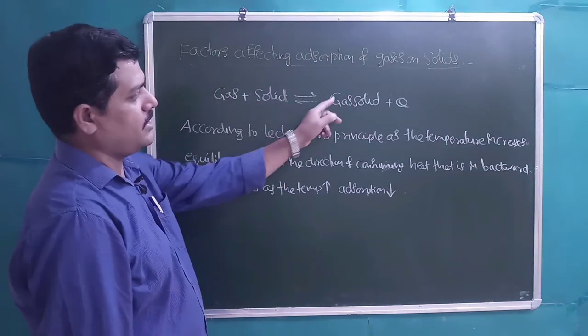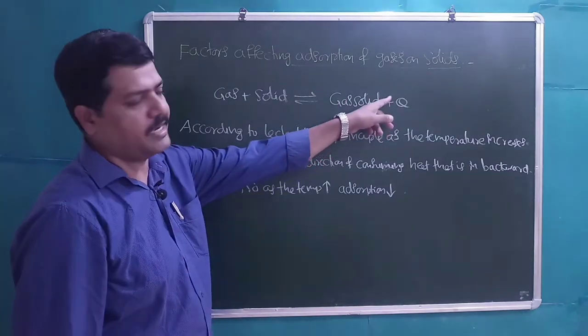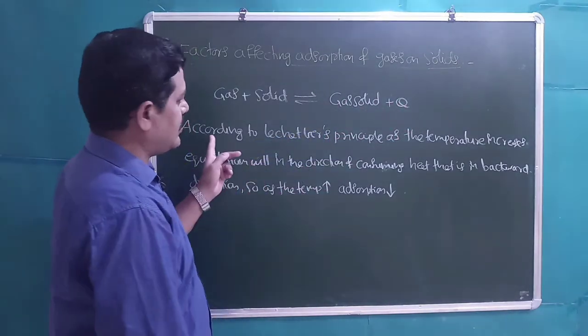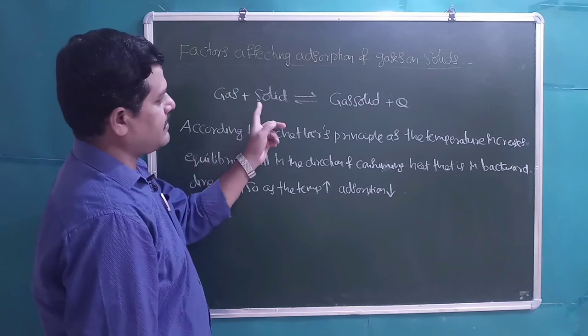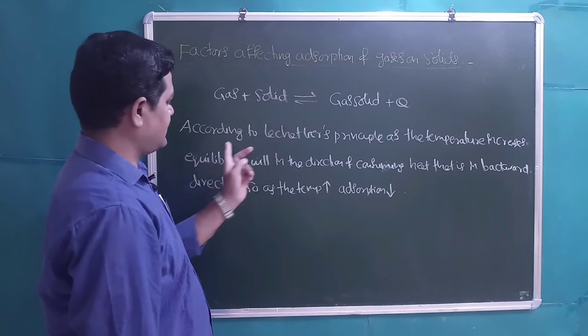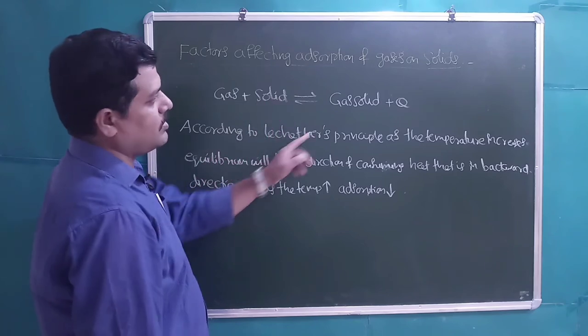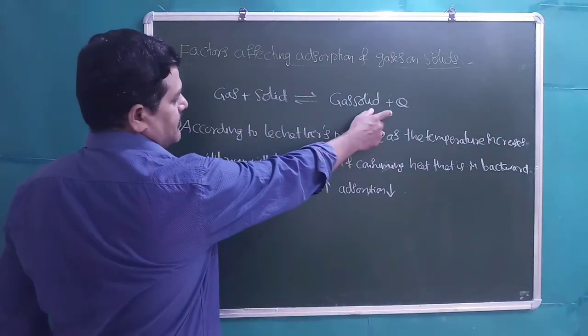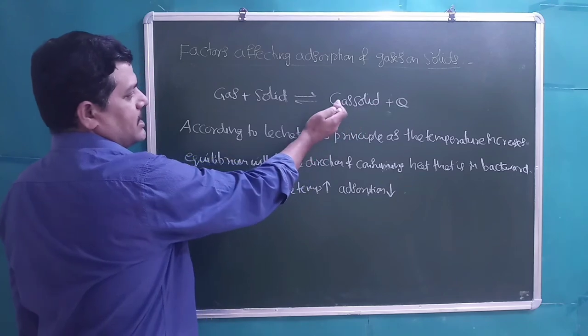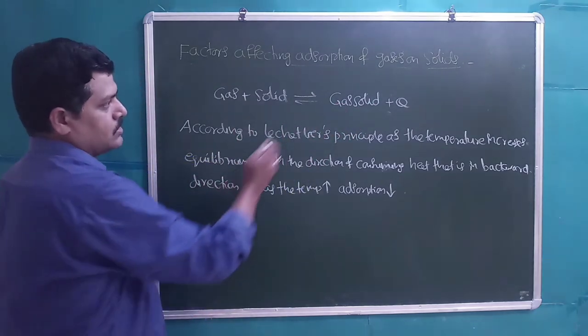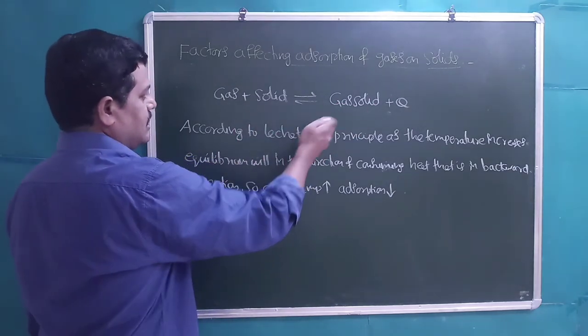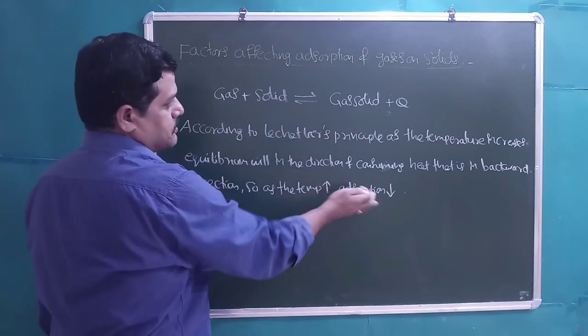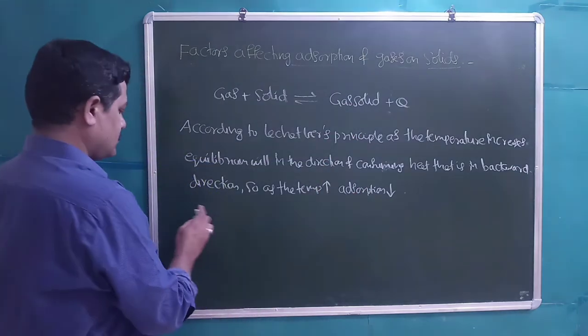Students, according to Le Chatelier's principle, this is in equilibrium: gas plus solid gives rise to gas-solid plus heat released. As the temperature increases, what happens? Equilibrium will shift in the direction of consuming heat. Being an exothermic process, the direction of consuming heat is the backward direction. What is the backward direction? That is decreasing adsorption, the amount of adsorption.